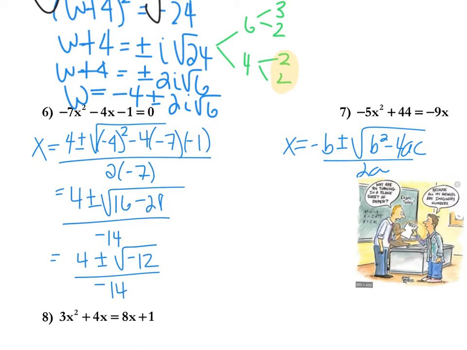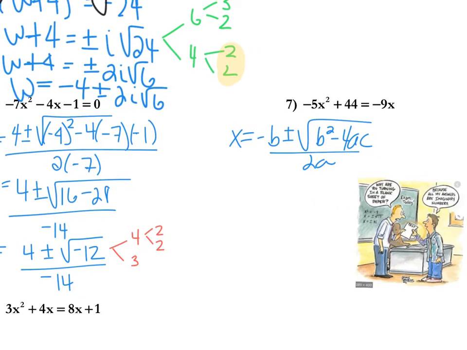Remember to not cancel terms across plus or minus signs, and we can't divide underneath a radical. So instead, we're going to take care of the i first. And also notice that this breaks down into 4 and 3, 2 and 2. So I have now x equals 4 plus or minus 2i root 3 over -14. So I could take a group of 2's out, so that's what came out. I boxed my leftovers, and I made sure I took my i out.